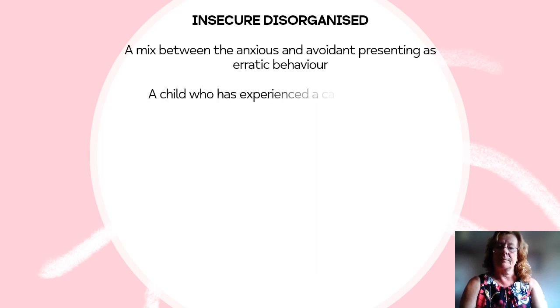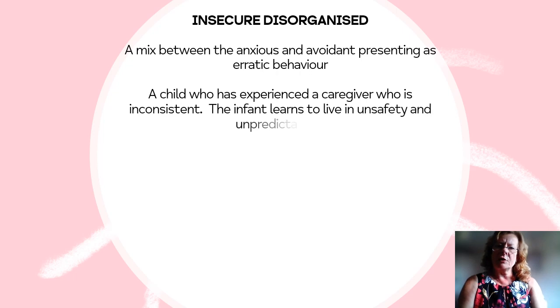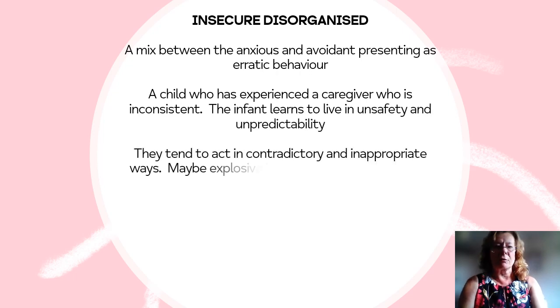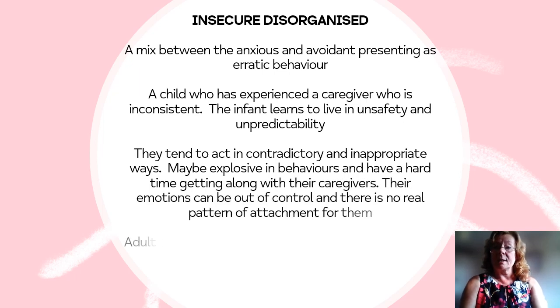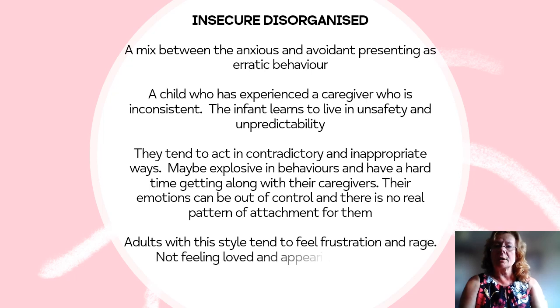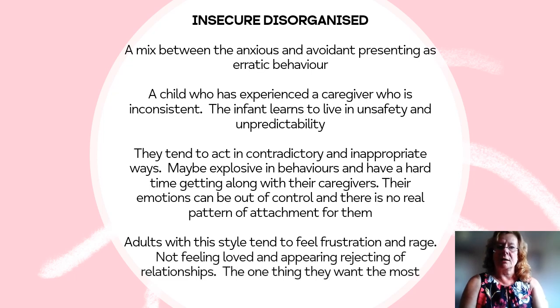Insecure, disorganized. A mix between anxious and avoidant, presenting as erratic behavior. A child who has experienced a caregiver who is inconsistent, the child then learns to live in unsafety and unpredictability. They tend to act in contradictory and inappropriate ways, may be explosive in behaviours, and have a hard time getting along with their caregivers. Their emotions can be out of control and there is no real pattern of attachment for them.